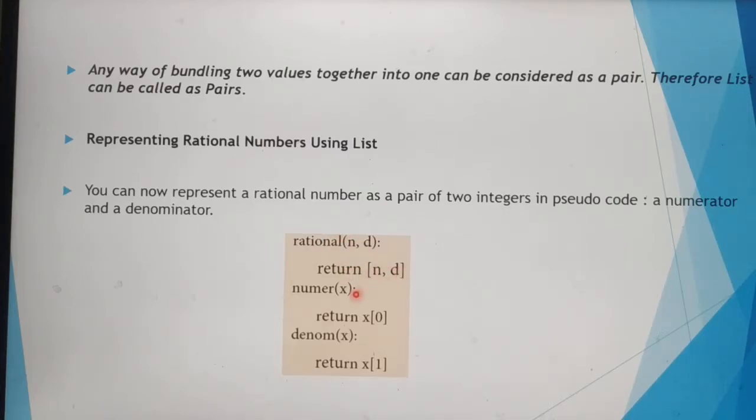To extract n and d we are going to take another two functions, which are called selector functions. Here numer and denom are selector functions. The numer function is going to return the first value, the 0th index value, and denom is going to return the second value, return of x of 1, its first index value.